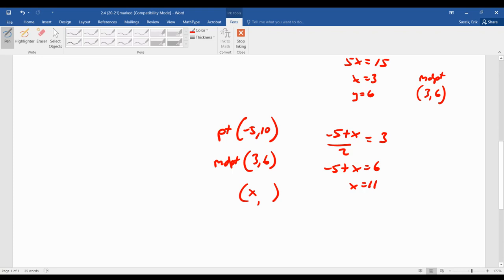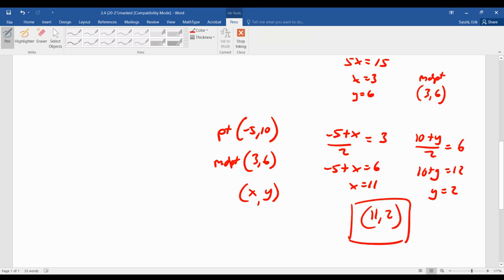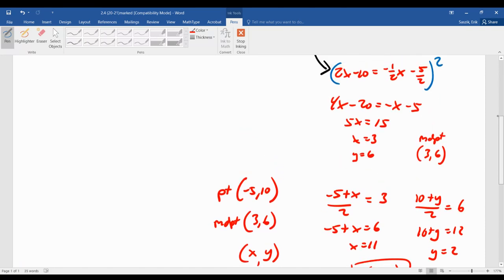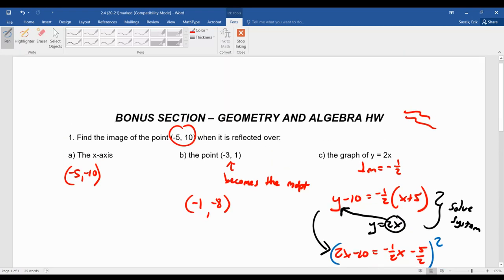You see? That's really not that bad, is it? And then for the other, we started at 10. We want to add this unknown y over 2, I'm just using the midpoint formula. That has to equal 6. 10 plus y equals 12, so y equals 2. So our answer, again, we could have used the counting method like we did in part B earlier, is 11, 2. That's our reflected point. We found the midpoint. All right, that's it.